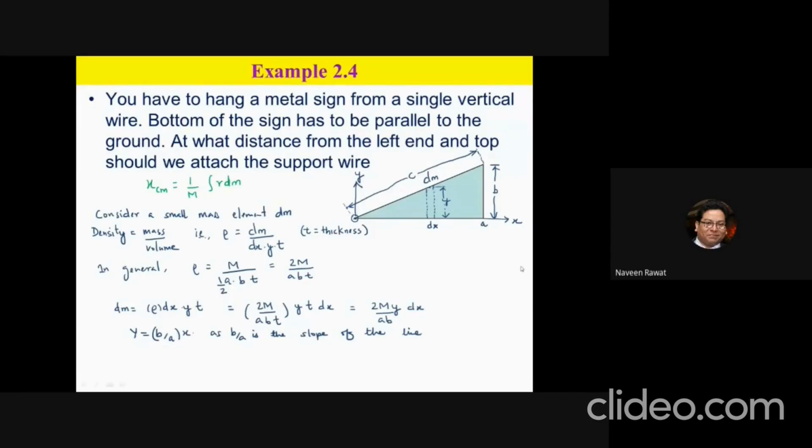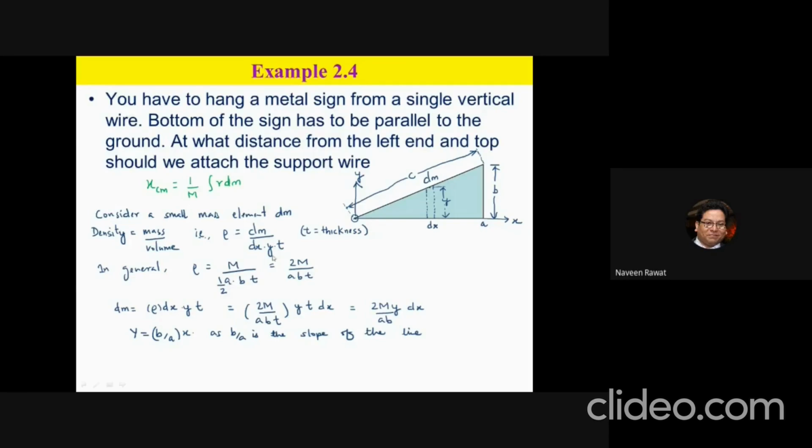To solve problems like these, you have to use the idea of the relationship of density to your mass divided by volume. In any solid, your mass can change, and accordingly your volume will change, but your density will remain constant. So we are going to consider a small mass element dm, and this small mass element dm will have some width dx.